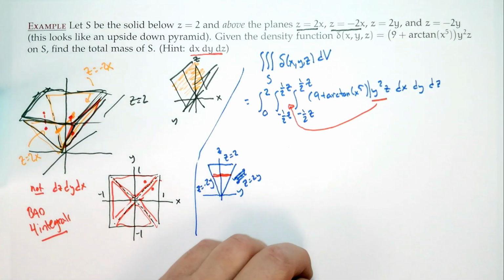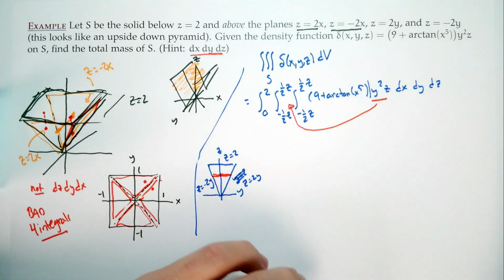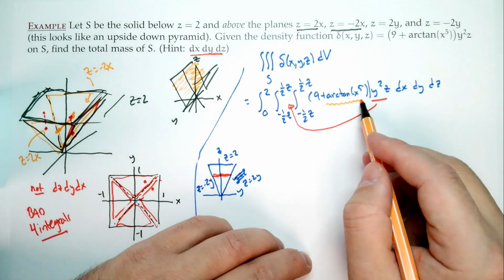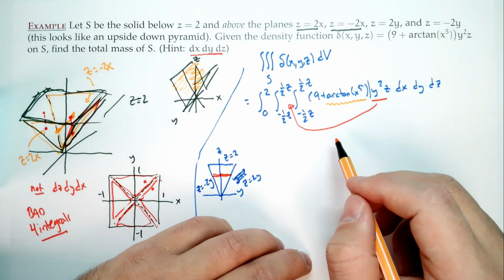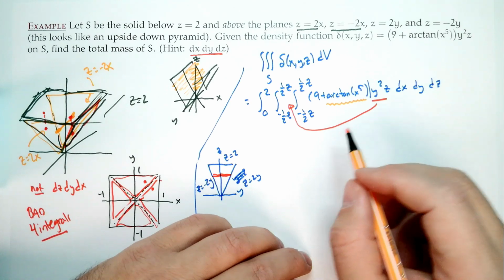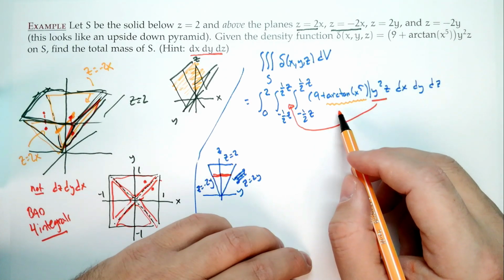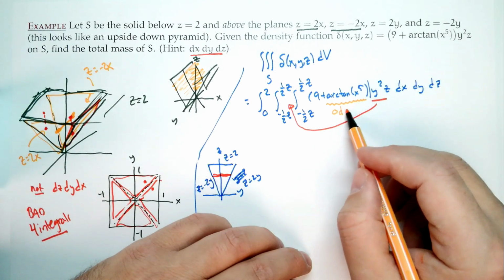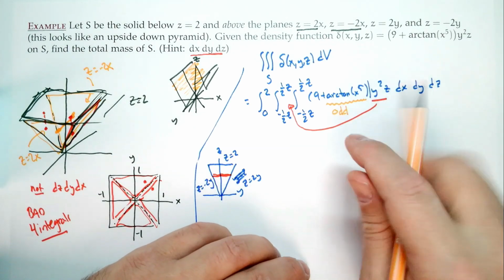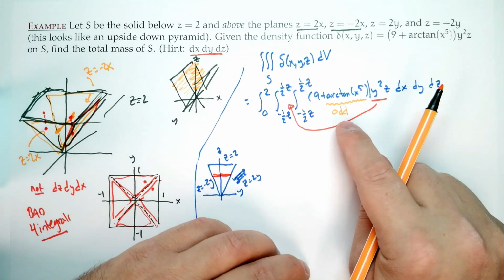Well, the 9, that's great. We love 9. 9's a nice number. 9 is the kind of number we'd take to meet our family. But this arctangent of x to the fifth, what a strange function. A peculiar function. Unusual. Weird. Some people might even say that this function is odd. Now you're probably thinking, yeah, it does look very weird. But no, odd has symmetry.